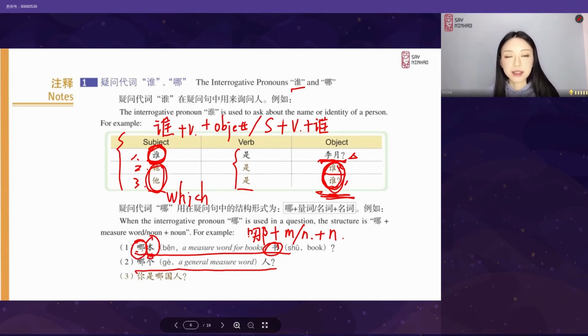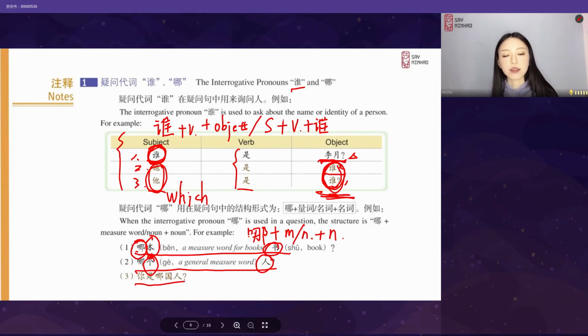Okay, next example is 哪个人? 哪 here and 个 is the measure word. It is a measure word for almost everything. It is a really common measure word, okay? It is a general one. You can use it to describe many things, but don't always use it to describe a person because it is not that polite. But for this occasion, it is okay, okay? Now, 哪个人 means which person.